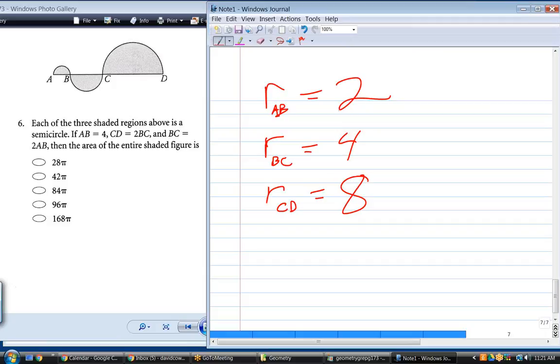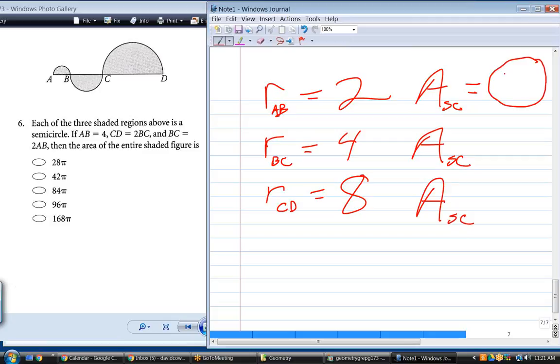Now, area of the entire shaded region. Let's find the area of this semicircle, add it to the area of this semicircle, and add that to the area of this semicircle. So it'd be 4. No, your answers always have to have pi in them. Look at the answers, all of them have pi in them. Yeah, my bad. That would be just the area of a whole circle.